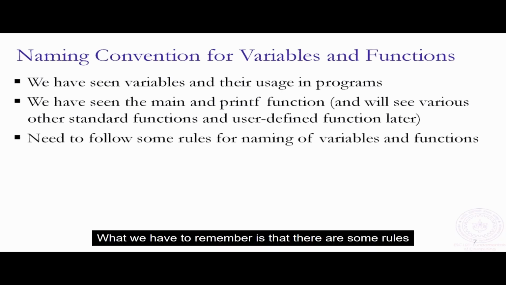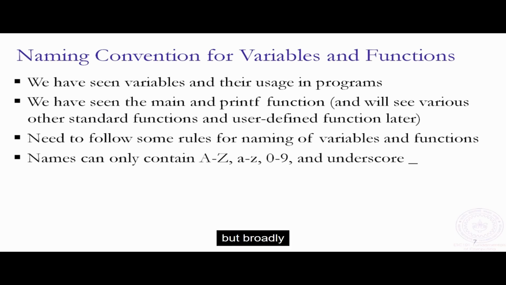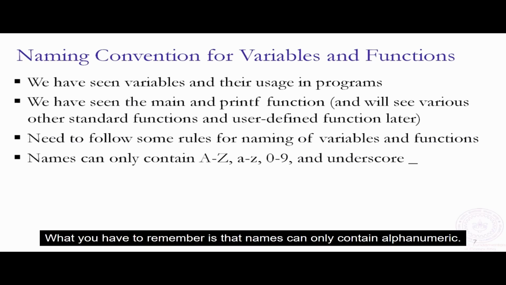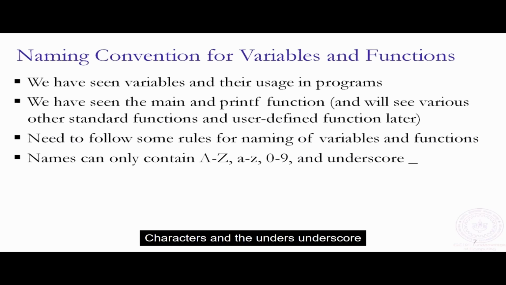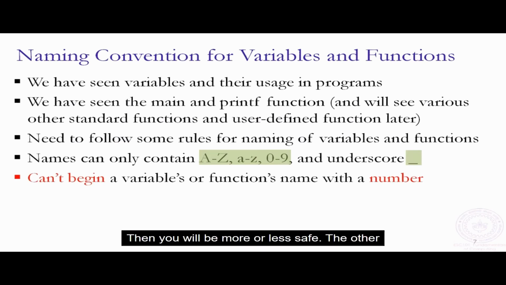What we have to remember is that there are some rules for naming variables and functions. You can't just use some arbitrary names. The rules are very flexible, so it is going to be hard to break them unless you really try hard. But broadly, what you have to remember is that names can only contain alphanumeric characters and the underscore sign. No other special characters can be used. So if you just follow this instruction, then you will be more or less safe.